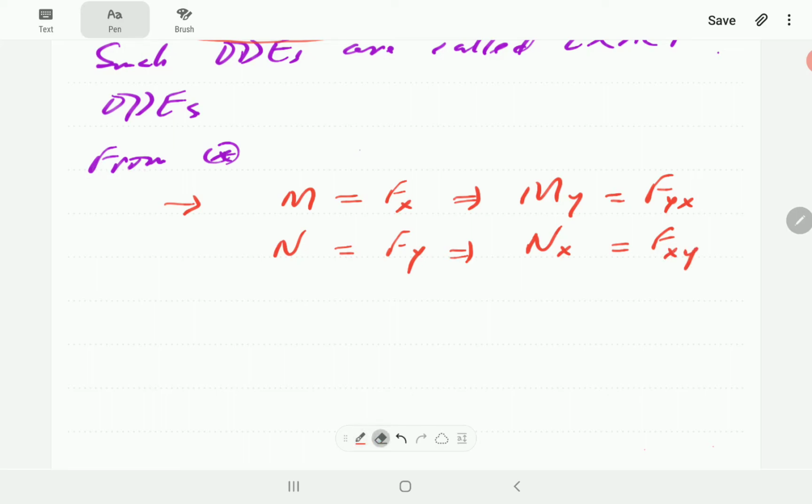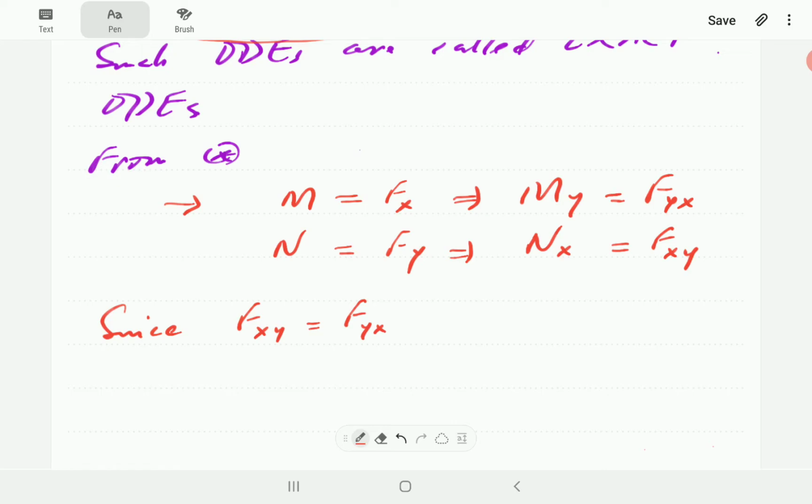Now this is a cross derivative here. Since f is a continuous function, we know that for continuous functions the cross derivative is going to be equal. So if you differentiate f with respect to x first, then y, you're going to get the same thing as when we differentiate it with respect to y first, then x.